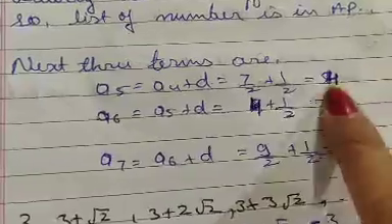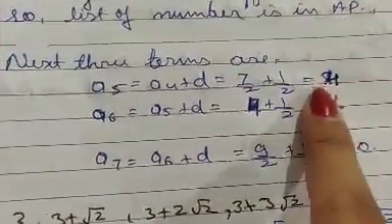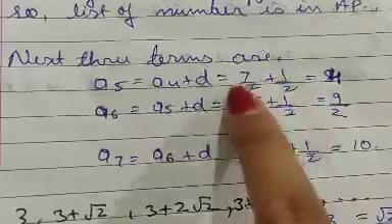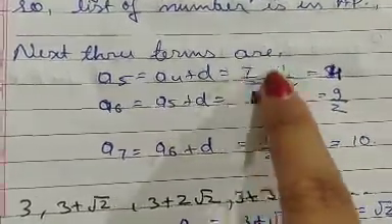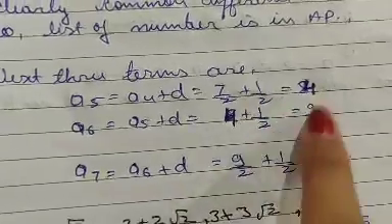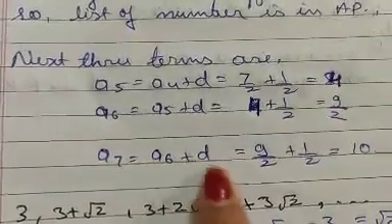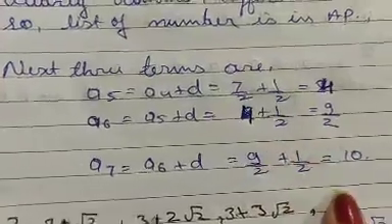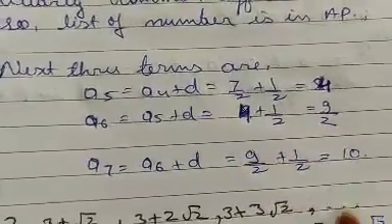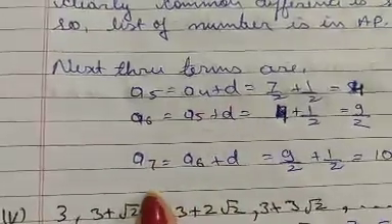Sorry, by mistake I wrote 8 here. The fifth term is 4. See, 7 by 2 plus 1 by 2 is 8 by 2, so this is 4. So a6 will be 4 plus 1 by 2, which is 9 by 2, and a7, the 7th term, will be the 6th term plus the common difference. So 9 by 2 plus 1 by 2 is 10. So these are the next 3 terms of this given AP.